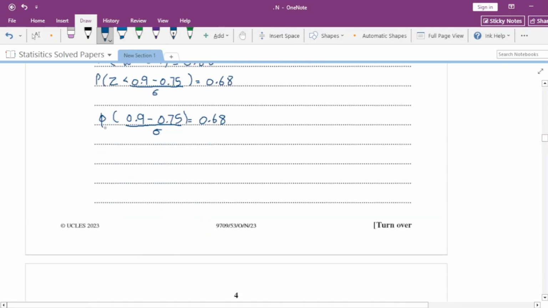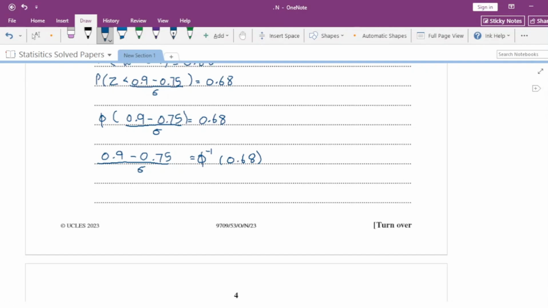Because this is a function, if we take it to the other side, we'll be basically looking for the inverse. Inverse phi of 0.68, and on the other hand side we have (0.9 minus 0.75) over phi. Now, how do we work with this thing on the right hand side? What is phi inverse basically? We're going to be applying the reverse process.